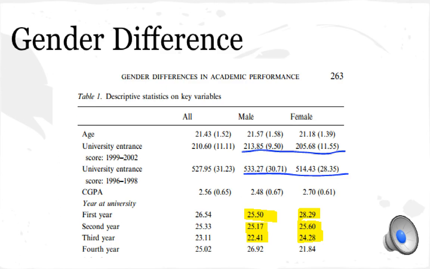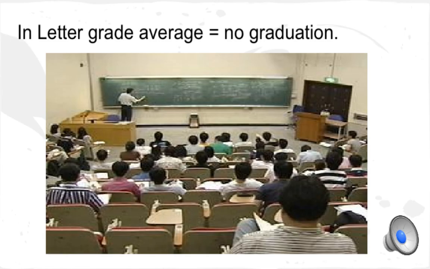The last factor is gender difference. This graph indicates that the majority of female students enter the university with lower scores compared with males. However, once they are admitted to the university, they excel in their studies and outperform their male counterparts.